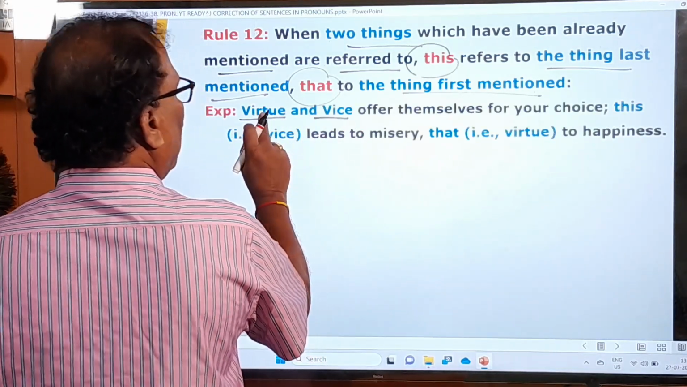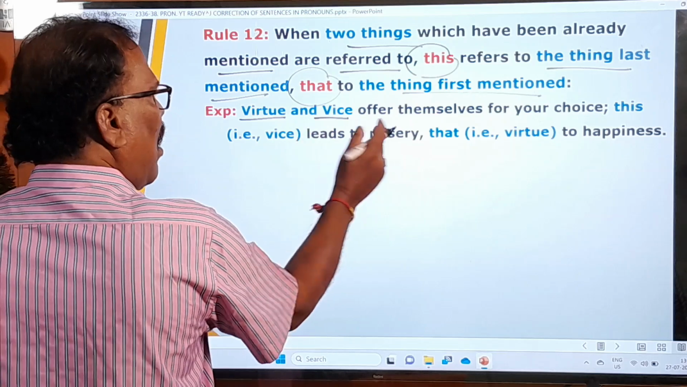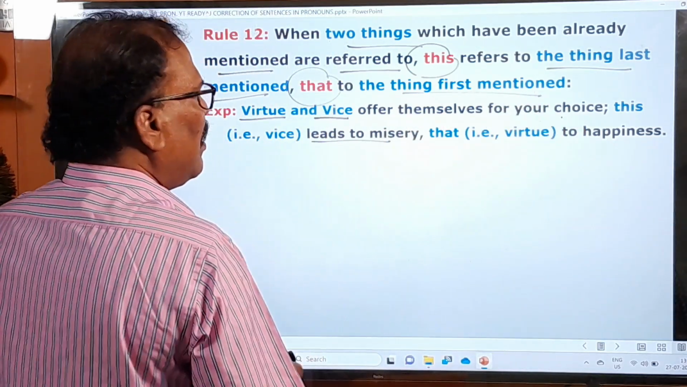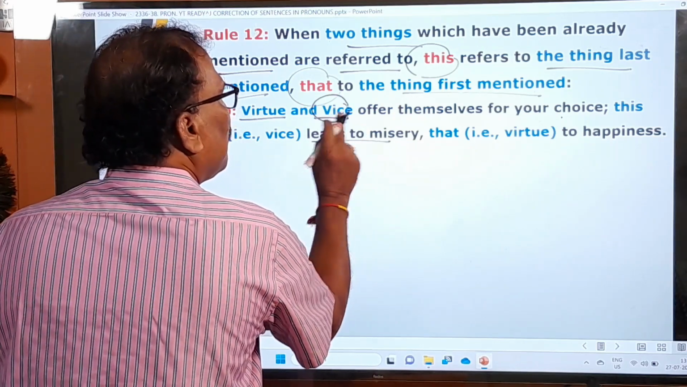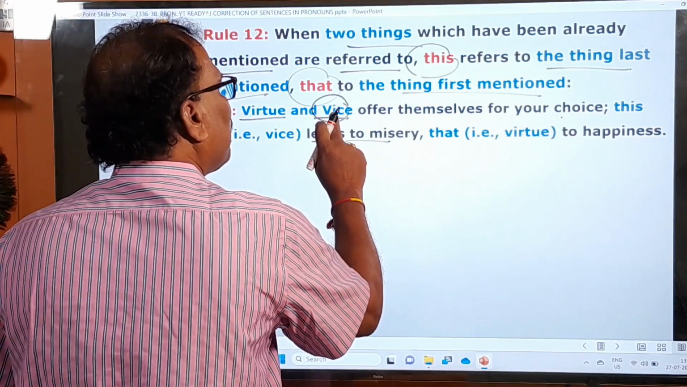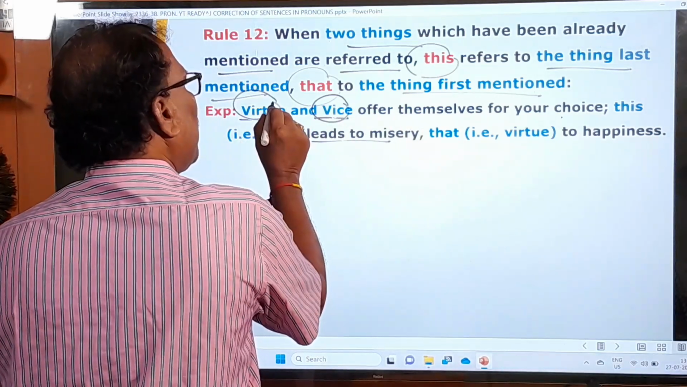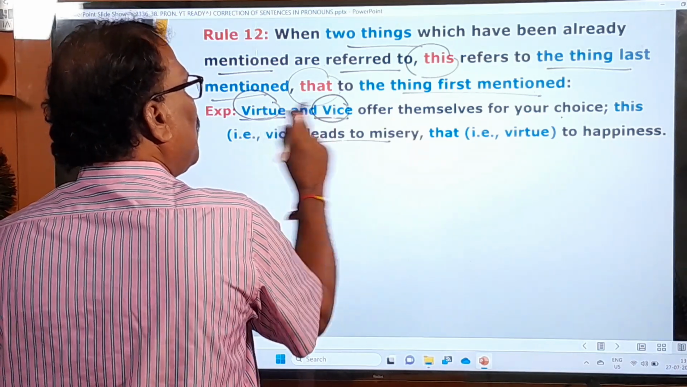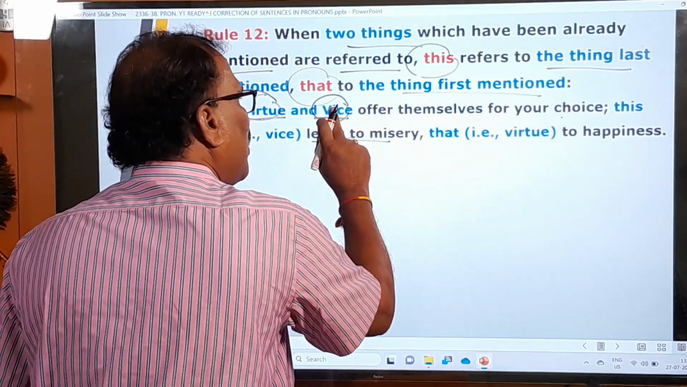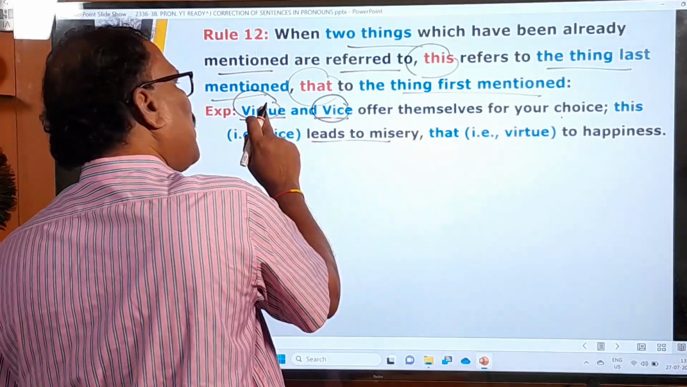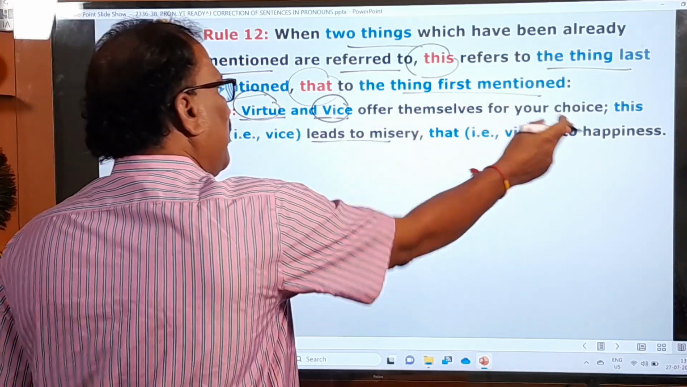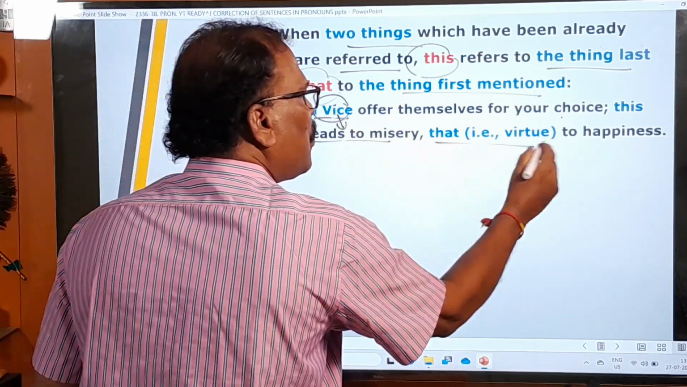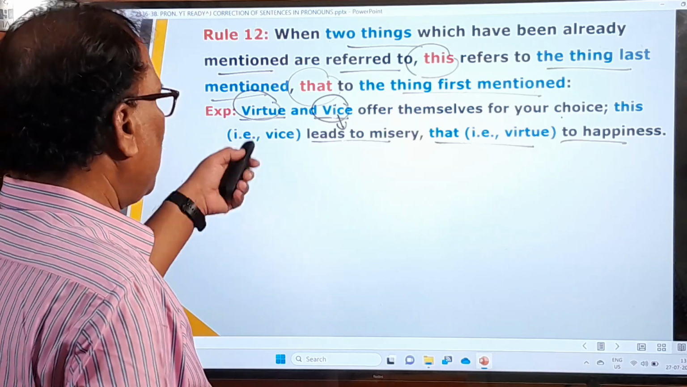Virtue and vice. See the order: virtue first, vice next. Offer themselves for your choice. And this vice leads to misery. This always refers to the thing last mentioned, and that always refers to the thing mentioned first. So this is used for the thing mentioned last, and that is used for the thing mentioned first. This leads to misery, this means vice. That means virtue leads to happiness. Please, this is very important.